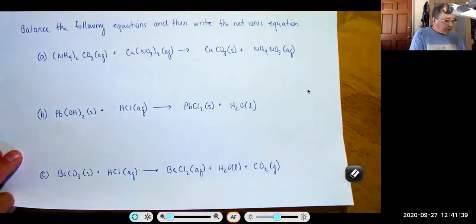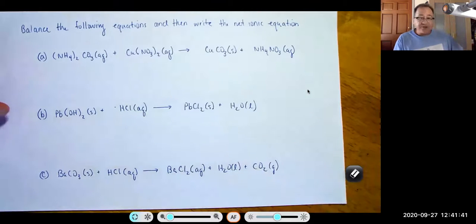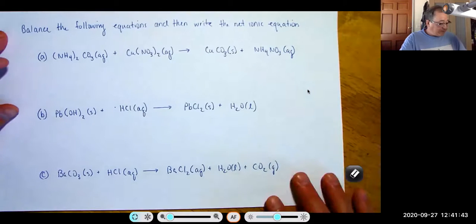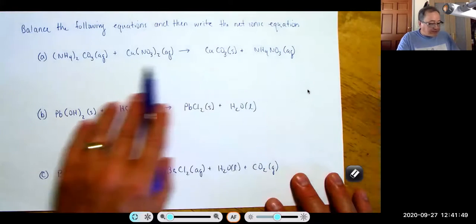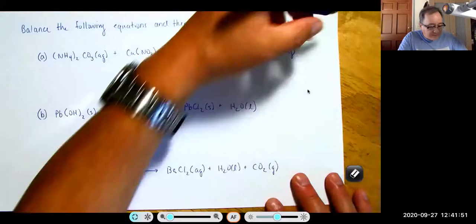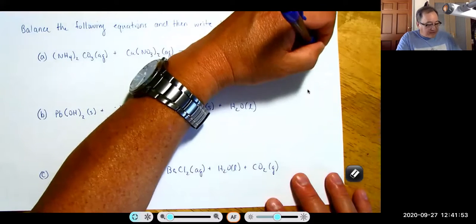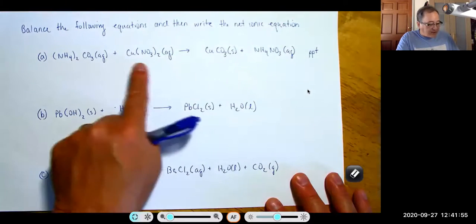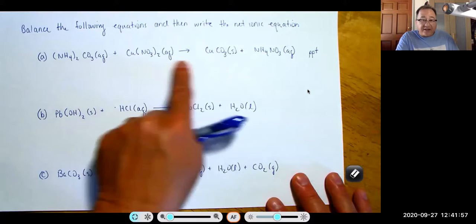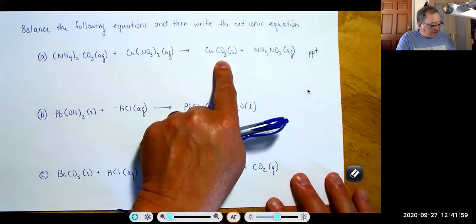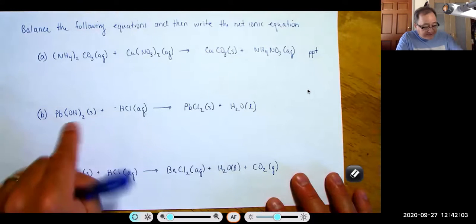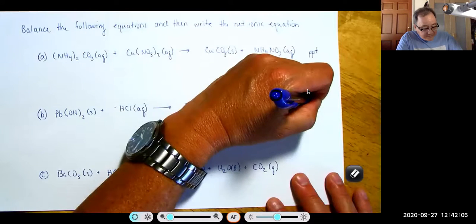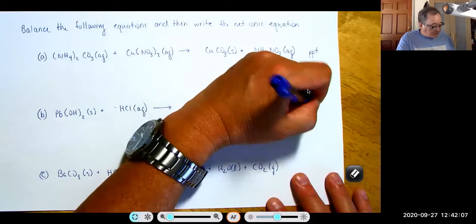And this is our last problem. Balance the following equations, then write the net ionic equation. So, first of all, if we take a look at this one, what do we think this is? I think it's a precipitation reaction because I have two ionic solutions reacting to make an ionic solid. This one, that looks like an acid, that looks like a base. So this is an acid-base reaction.